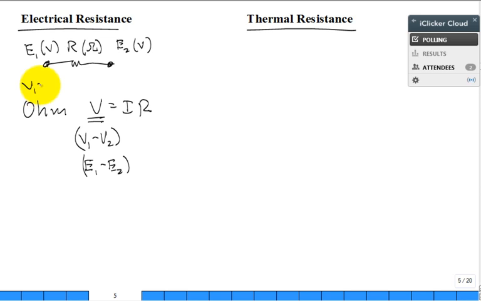The voltage at 1 is 5 volts. So this is equal to IR. Well, just write it like this. The flow of current is equal to what drives the flow, the difference in electromotive force, divided by the resistance. That's our electrical resistance.